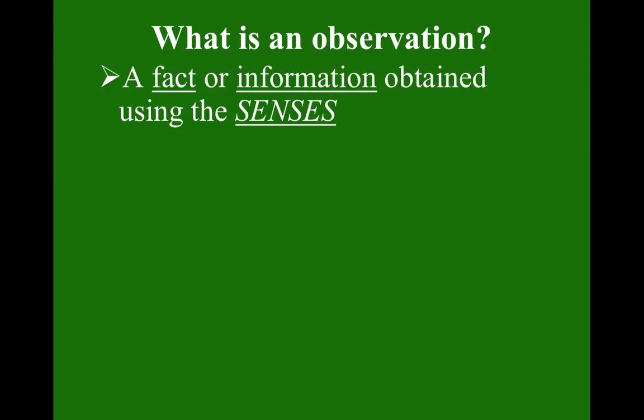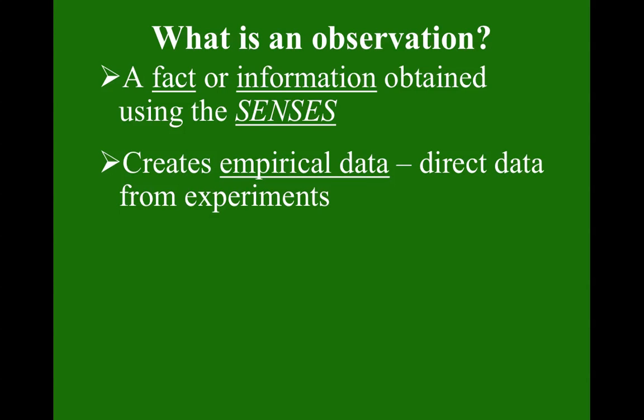Observations are any fact or information that we obtain using our senses. So this is our sense of sight, sound, taste, touch, smell. The only one we won't ever use in our laboratory situations is taste because of the safety factor. When we make an observation, we create what's called empirical data. This is direct data that we get from our experiments. This isn't something that we have to calculate. We directly take it from our experiments.